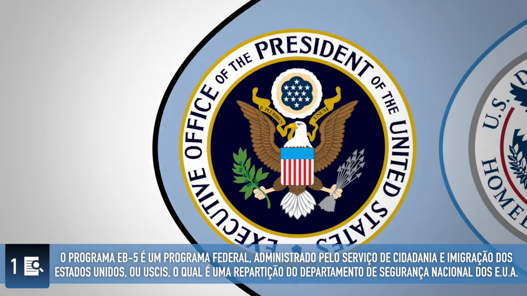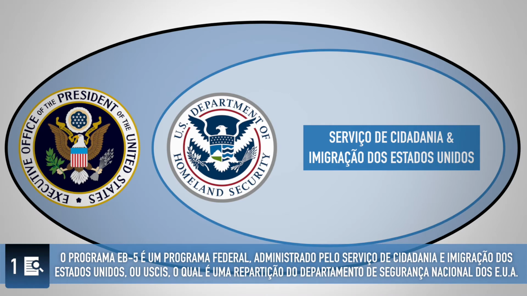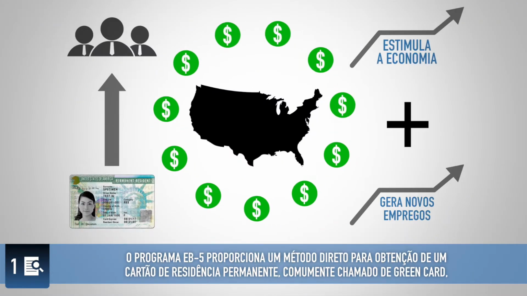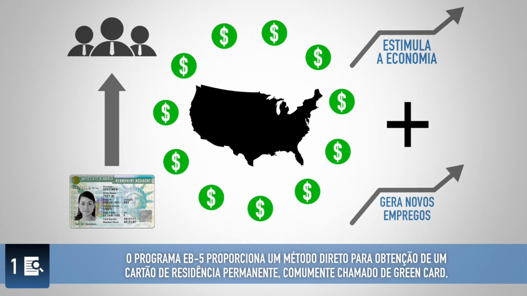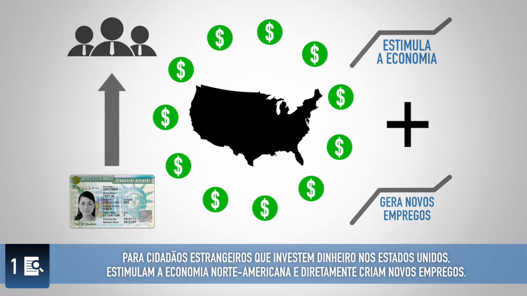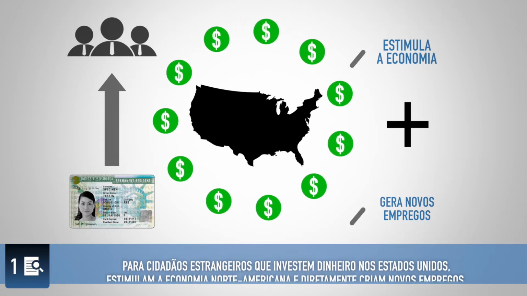The EB5 program is a federal program administered by the United States Citizenship and Immigration Services, or USCIS, which is a division of the U.S. Department of Homeland Security. The EB5 program provides a direct method of obtaining a permanent residence card, commonly referred to as a green card, for foreign nationals who invest money in the United States, stimulate the U.S. economy, and directly create new jobs.